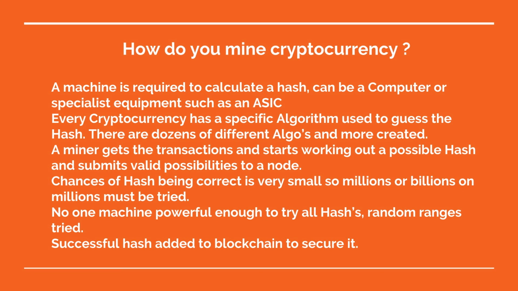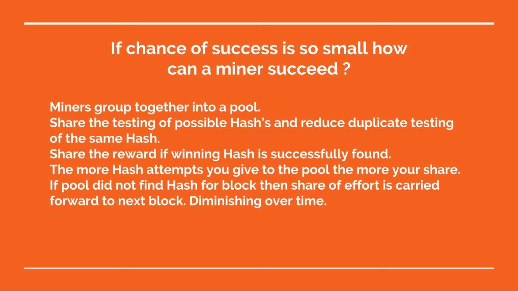Once the successful hash has been created and submitted, it's added to the blockchain, and that secures the block for the blockchain, and they're ready to move on to the next block. So if the chance of finding the correct hash is so small, how can a miner have a chance of even getting the correct hash?